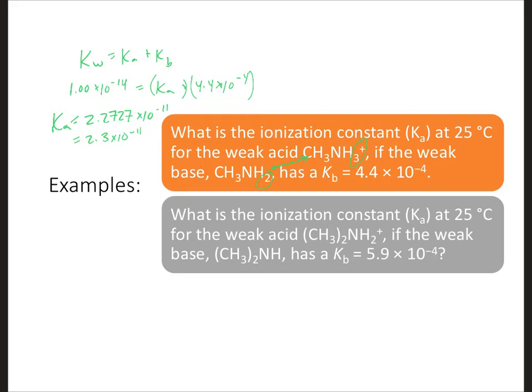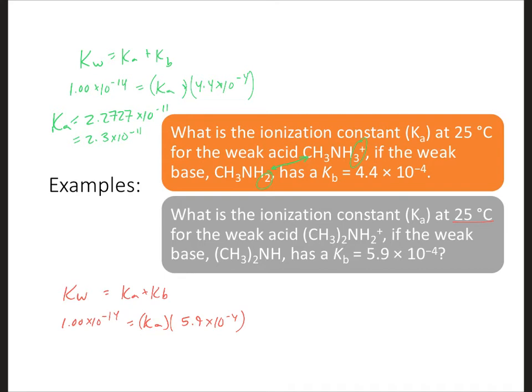These are an acid-base conjugate pair, so we can do this type of calculation. So we can go ahead and do the second one as well. On that second one, we have a very similar situation. We know that Kw at 25 degrees Celsius is going to be 1.00 times 10 to the minus 14. Kw equals Ka times Kb. We are looking for the Ka. We are given the Kb. Our Kb is 5.9 times 10 to the minus 4.